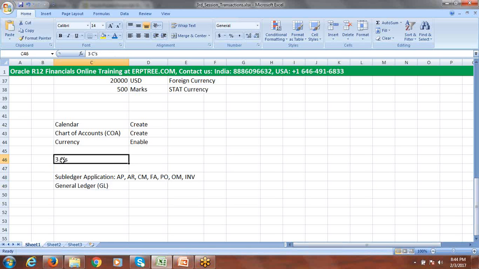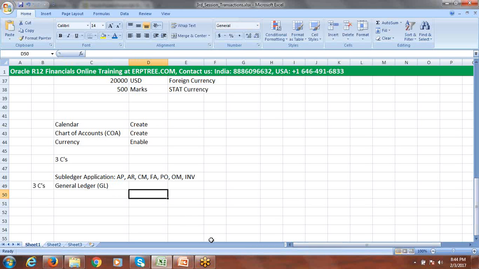The same definition I'm going to apply here. So we can create the transaction by using 3Cs only in general ledger application. Okay, remember this point. By using 3Cs, we can record the transaction. Where can we record the transaction? In general ledger application. By using 3Cs, you can create the transaction in general ledger application.